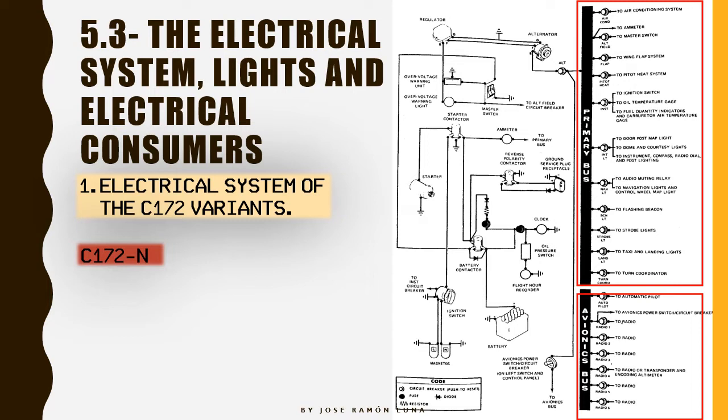Avionics are really expensive, and they are really hard to maintain, so we need to protect them. The way to protect them is to mix them all together in a bus that is protected from transient loads that can happen when we start the engine, for example. All the loads are connected via a breaker.